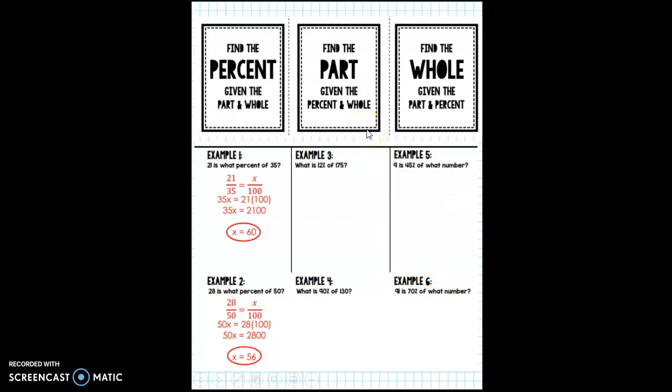Find the part given the percent and whole. So this is going to be set up slightly different. Same format, but we're missing a different piece. X is our part, 175 is our whole, 12 is our percent, over 100. Multiply across, you get 100x equals 175 times 12. So then you're going to divide 2,100 divided by 100. This gives you 21.